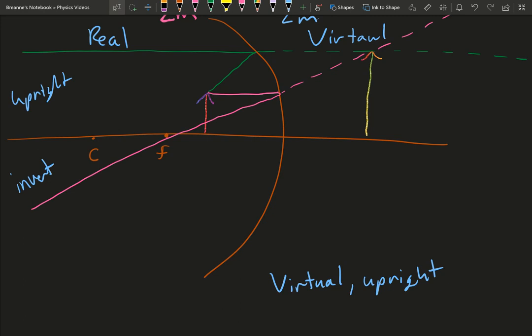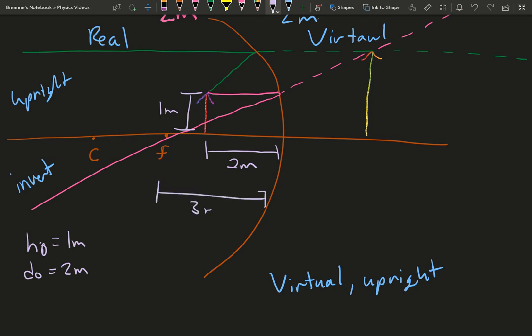Cool, cool. So then to do the calculations, I would have to give you a couple of different things. Let's say that the distance, just make it easy, is 2 meters, and the height is a meter. So your HO is 1 meter, and your DO is 2 meters. And let's say our focal point is 3 meters.